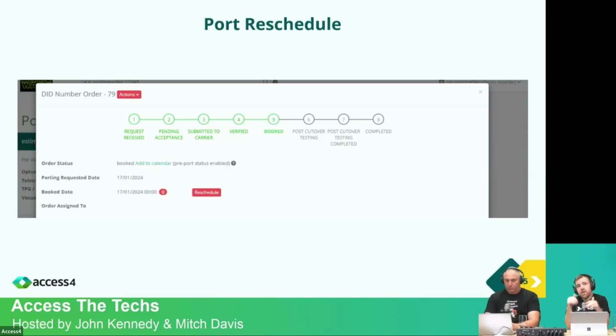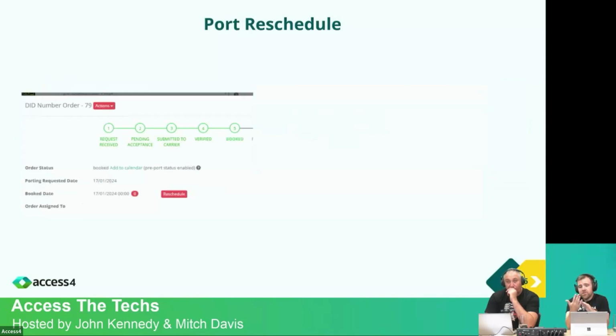There's a little notification next to where the book date is, and at the moment in that screenshot, it's a red 0. If it has been rescheduled, that just updates to a 1, so you can see how many times it's been rescheduled. For those of you who are aware, you do get 1 free reschedule with every port, so it goes up to 1. If you need to reschedule it again, you may be charged from Access 4 for that reschedule. However, we've made another change around how you can charge your customers for this as well.